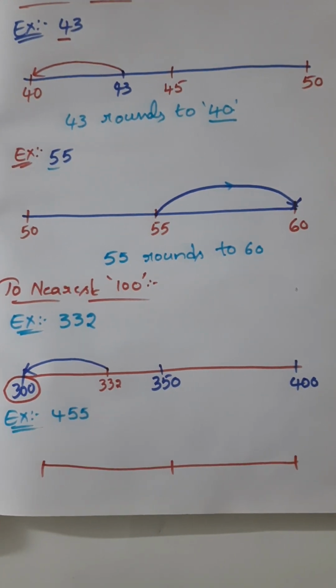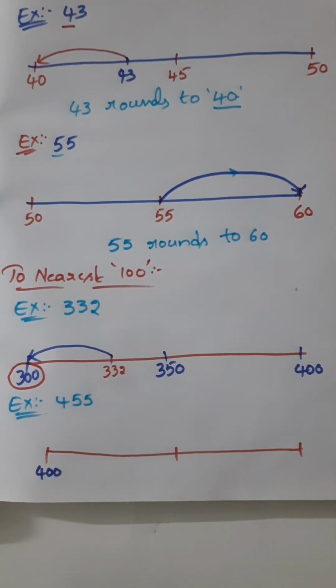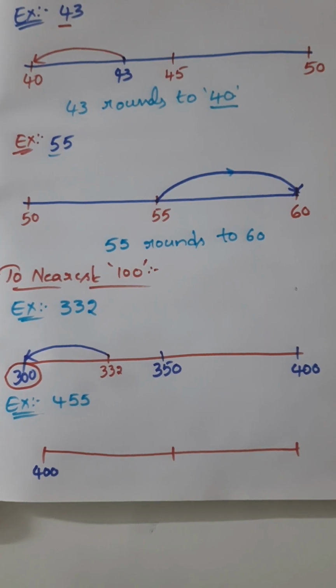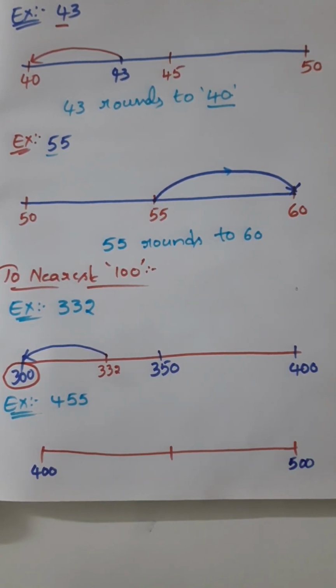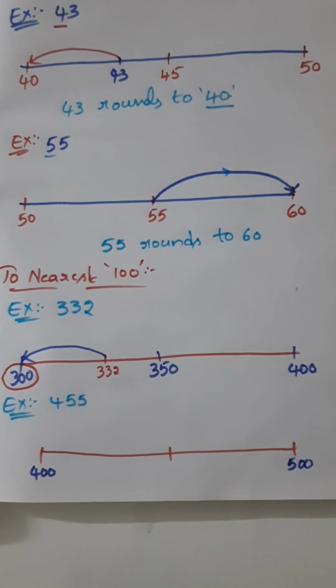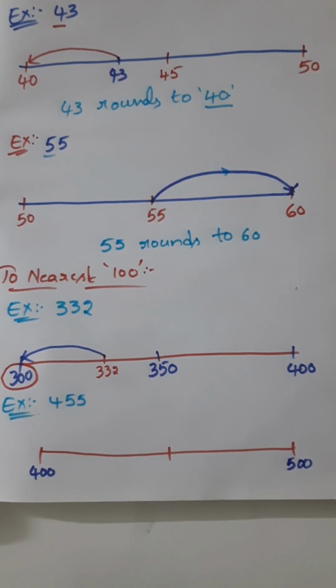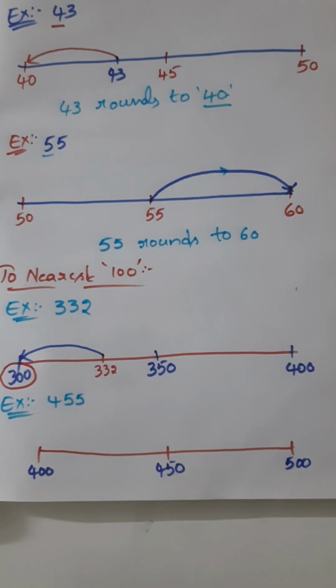I drew the number line. I have written 400. And what is the nearest 100 after 400? What is after 4? 5, no? So the nearest 100 is 500. And then what is the midway number between 400 and 500? That is 450. That is how we write numbers, no? Now I am writing 450.